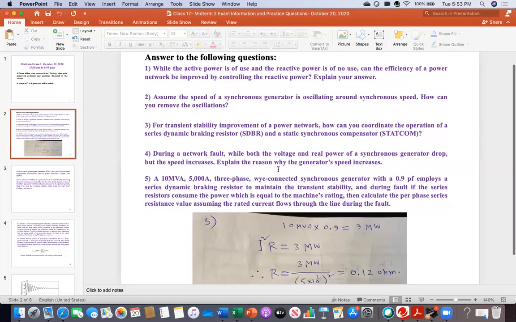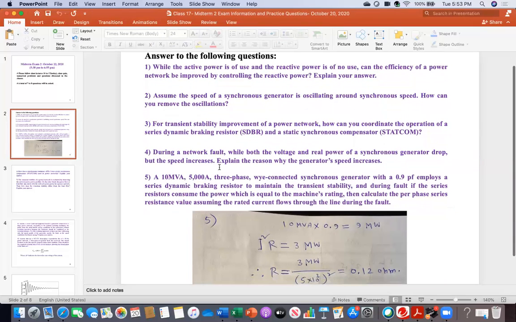Okay, so this one, number 4: during a network fault, both the voltage and real power of a synchronous generator drop, but the speed increases. Explain the reason why generator speed increases. You explain the reason: voltage drops and then how the real power drops. You explain the torque, speed, and omega relationship.